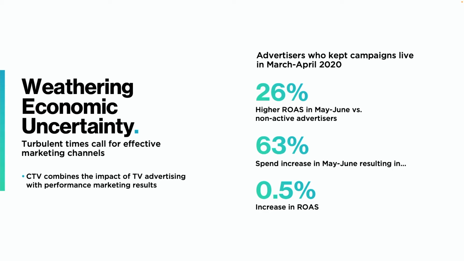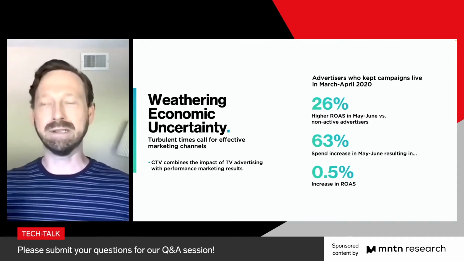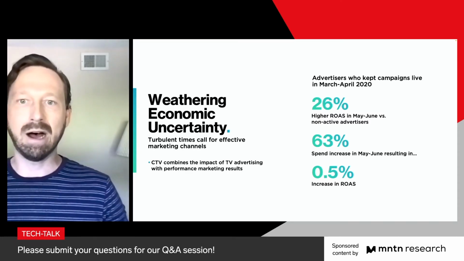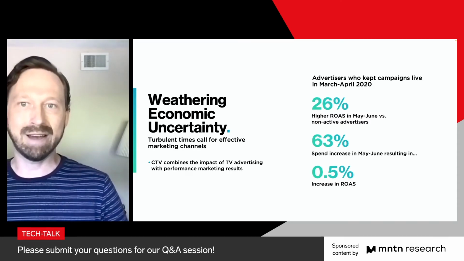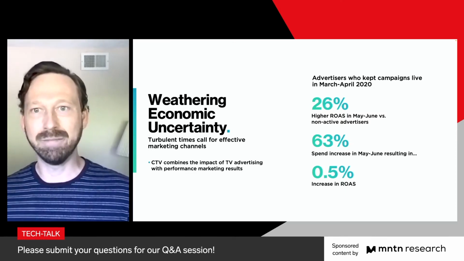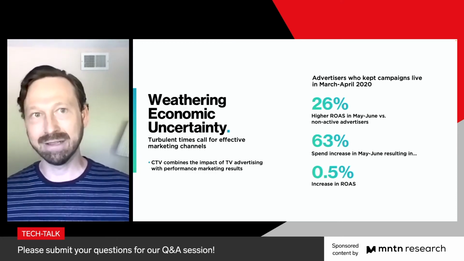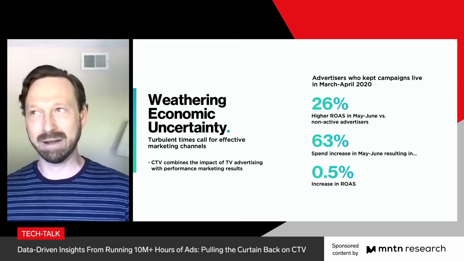Looking at our data set, we split it into two groups: March and April, May and June. First 2 months where we really started to see things go crazy. The 2 months after that, where things started to stabilize a little bit. We saw that advertisers who kept campaigns live in those very uncertain times benefited from doing so. They saw a higher return on ad spend in the following months than the folks that were not active during that stretch of time.